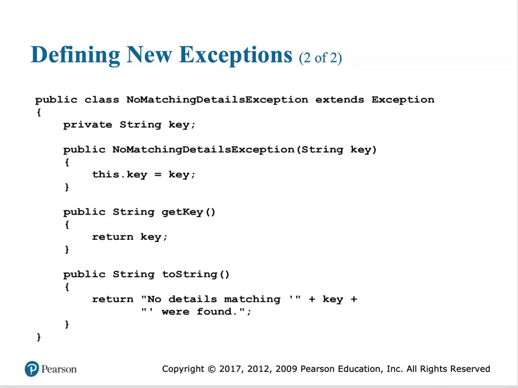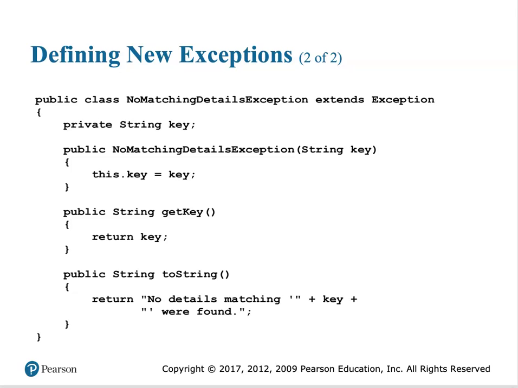So we can make a no matching details exception, and usually exception names are very verbose and very explicit about what it is you're looking for. So no matching details exception is going to extend the exception object. Okay, so we get all of the things that an exception knows about, and we're going to just specify the things that are important for this exception to be able to report back out to the calling object.